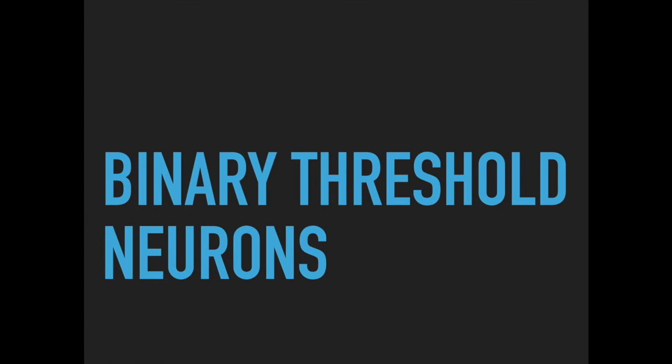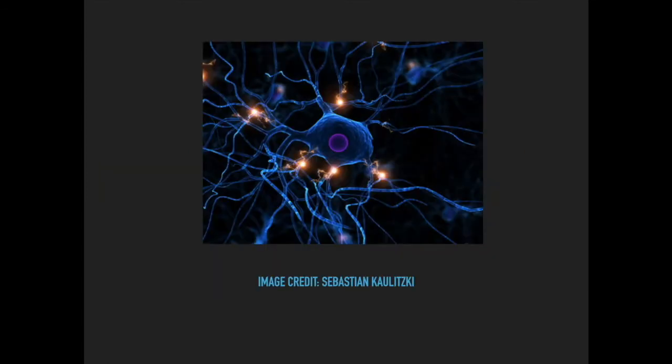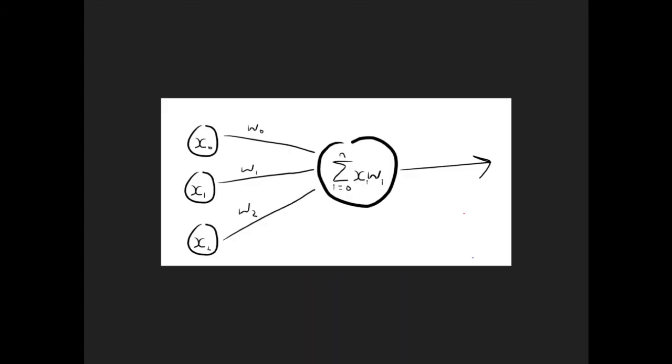So binary threshold neurons. These are the McCulloch and Pitts neurons. So we've got this idea of the synapses, which is the weights, and now we want this idea of the neuron firing, and this is going to be the activation function.